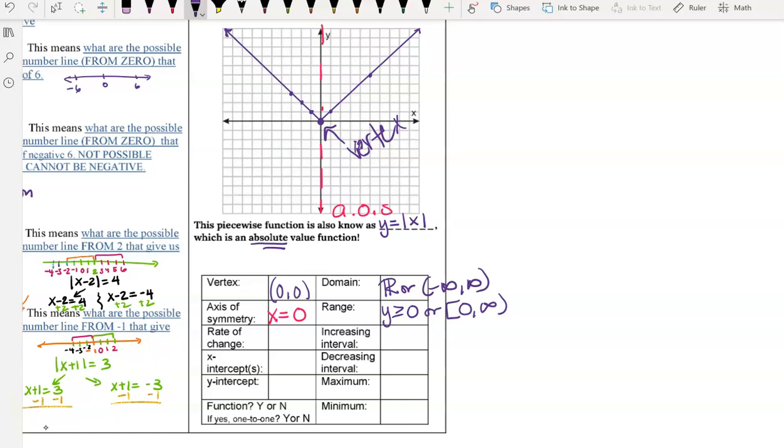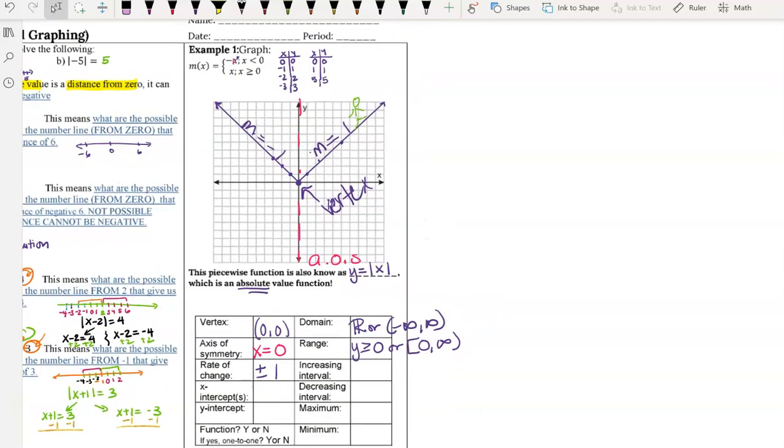The rate of change is very fancy for slope. Over here we have a slope of 1, but over here on the left, students, we have a slope of negative 1. So we have a positive and a negative slope of 1. Increasing, it's on the right side. So as you can see, this is me hiking up, right? And that's going to be from 0 all the way to infinity. So increasing, 0 to infinity.